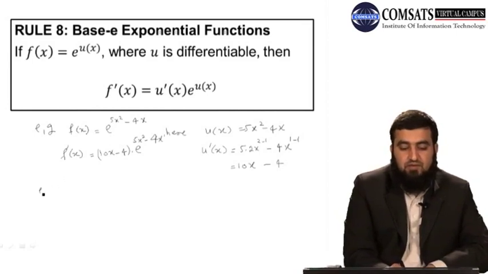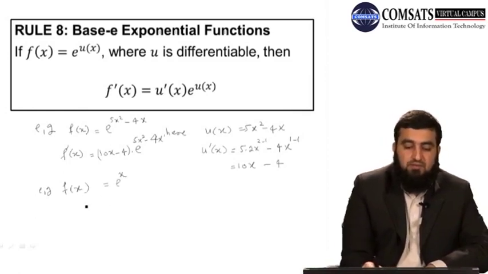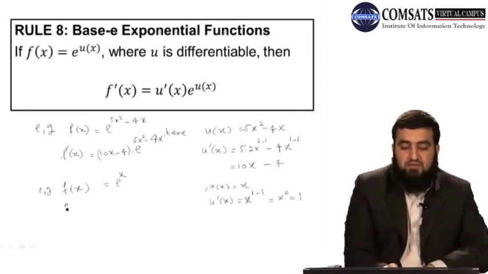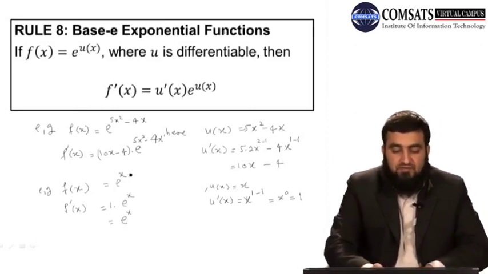So for example, if we take f of x to be just e to the power x, तो हमारे पास अब u of x क्या होगा, x होगा, and u prime of x क्या होगा, 1, जो कि बेसिकली x to the power 1 minus 1 है, तो ये बेसिकली x to the power 0 is equal to 1 है. So it means that f prime of x is equal to 1 dot e to the power x. So this is equal to e to the power x. So it means के एक्सपोनेंशियल फंक्शन e टू द पावर x का जो डेरिवेटिव है वो e टू द पावर x ही होता है.